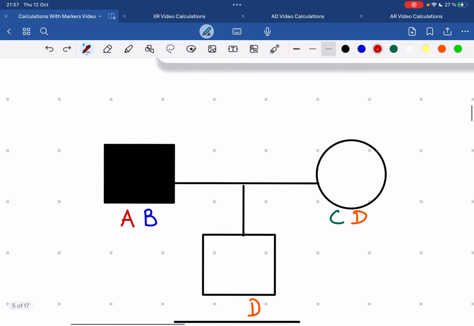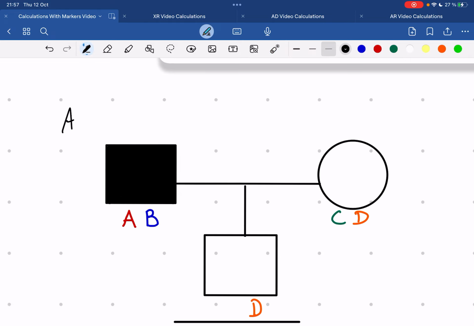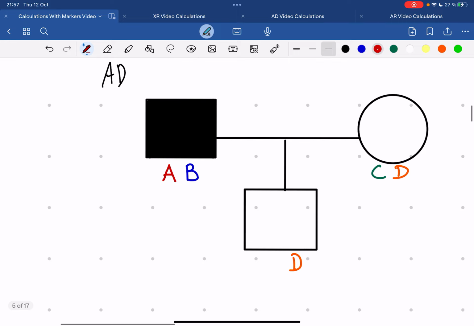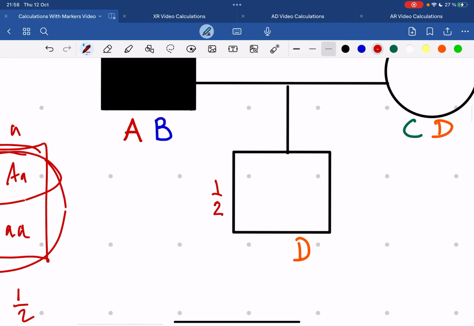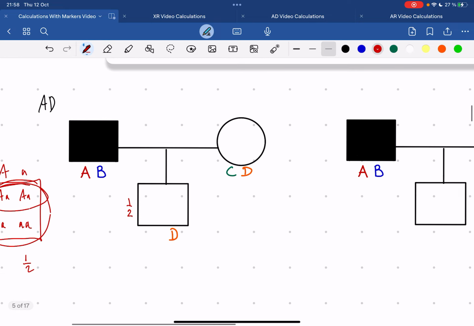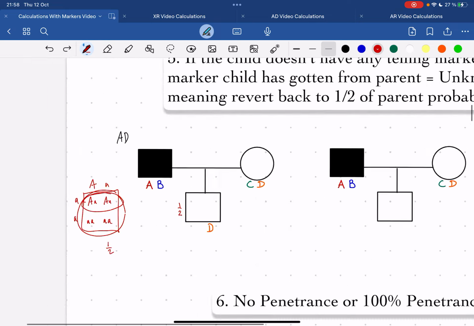So in here, we say that this is autosomal dominant because of our Punnett square. If we write it up, A. There's a 2 out of 4 chance, or 1/2, that this child will receive the dominant allele or the pathogenic allele, even though we don't have any markers. We just revert back to our old days. Same thing here, it would be 1/2.